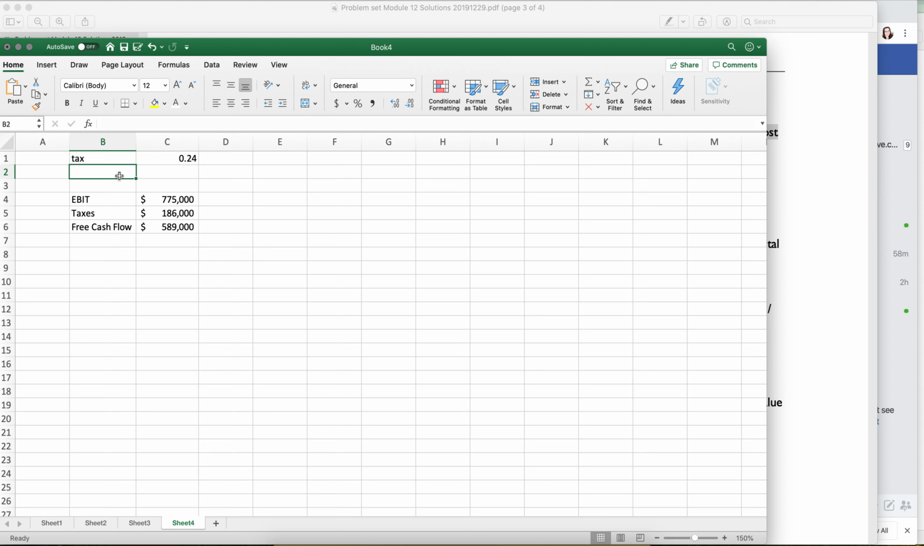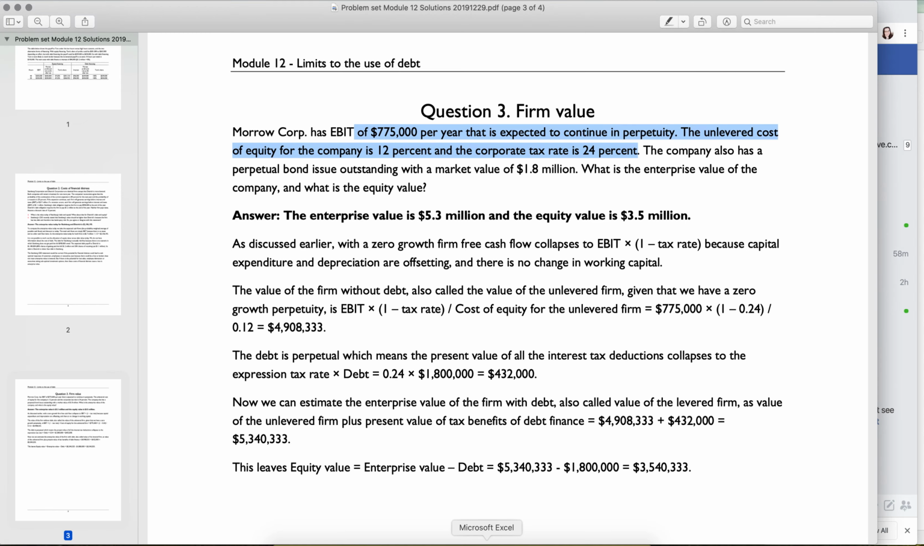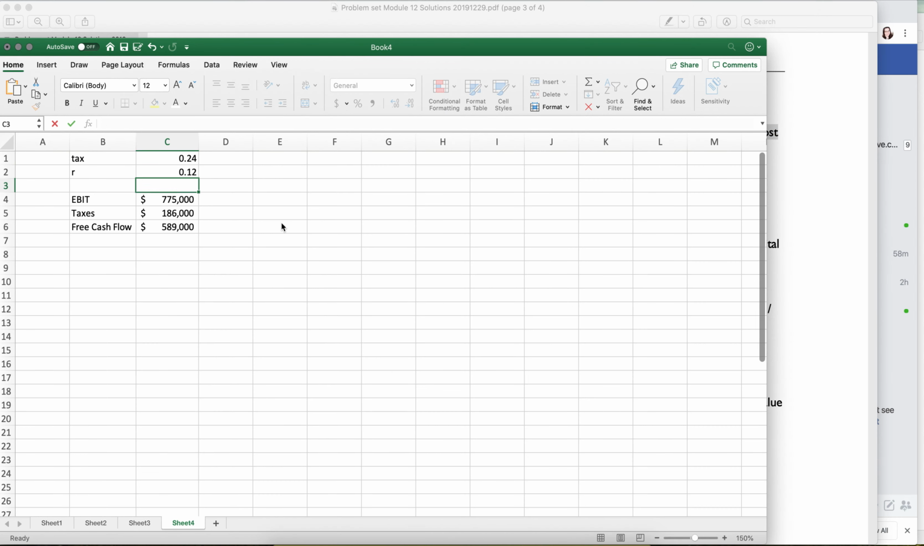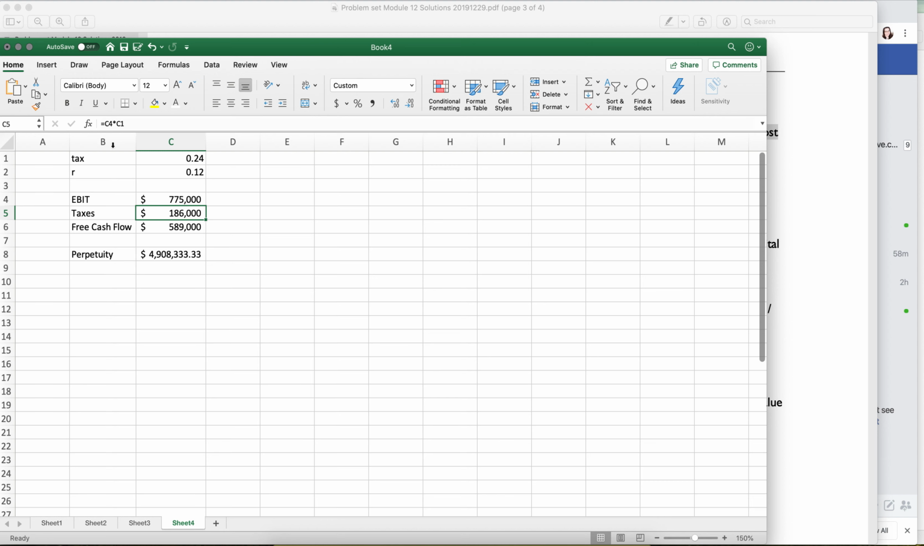Okay, but we also have an unlevered cost of equity. So I'm just going to call it R, 0.12. So that means that the value of this perpetuity is going to equal that divided by that. Oh, I know, I made a mistake. Oops. So this is the value of the unlevered firm.